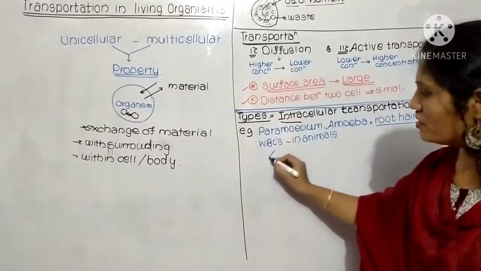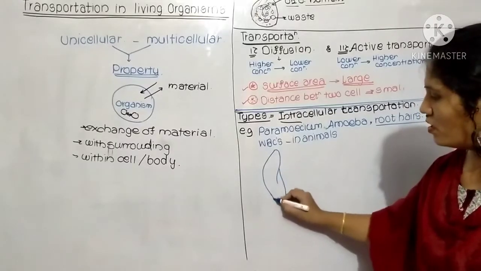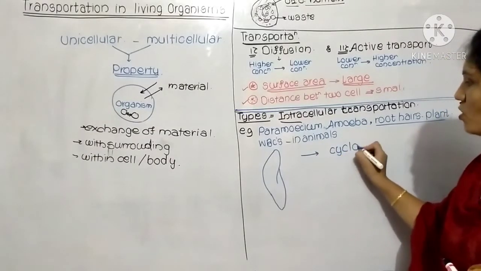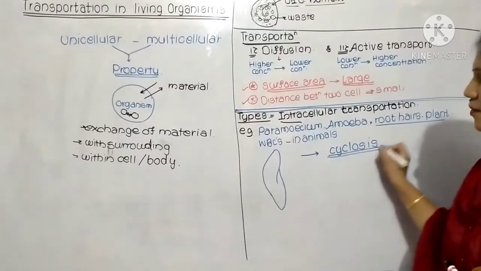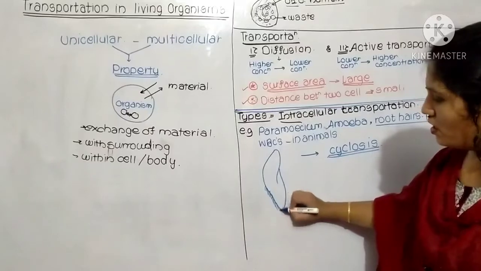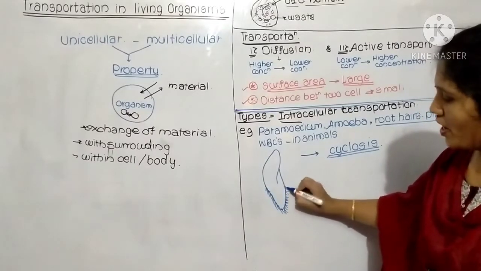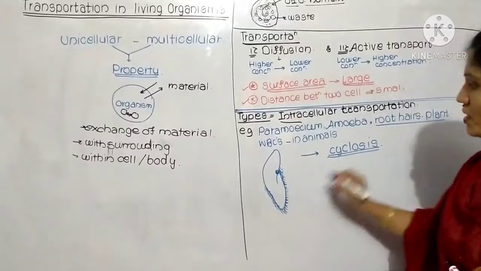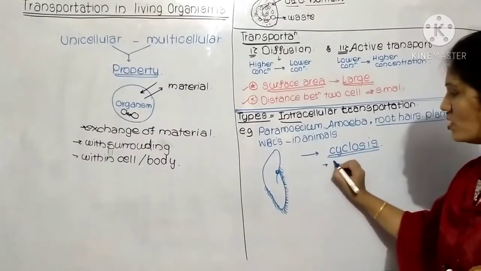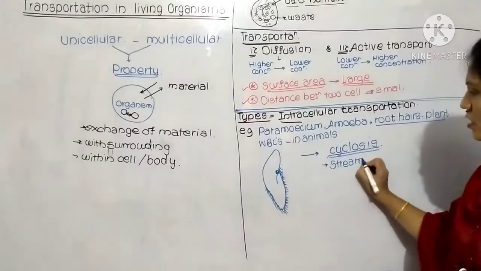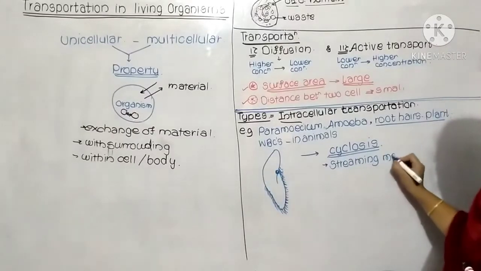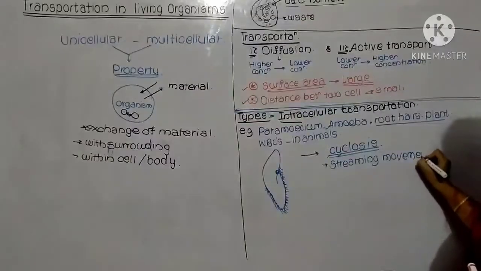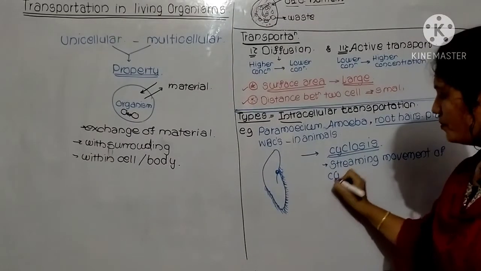See what happens, like this is the paramecium. The method of this transportation is known as cyclosis. Here, this is the paramecium. With the help of this mouth, it is taking the food material inside. Actually, in cyclosis, what happened? This cyclosis is the streaming. Cyclosis means streaming movement, that is, streaming movement of cytoplasm.